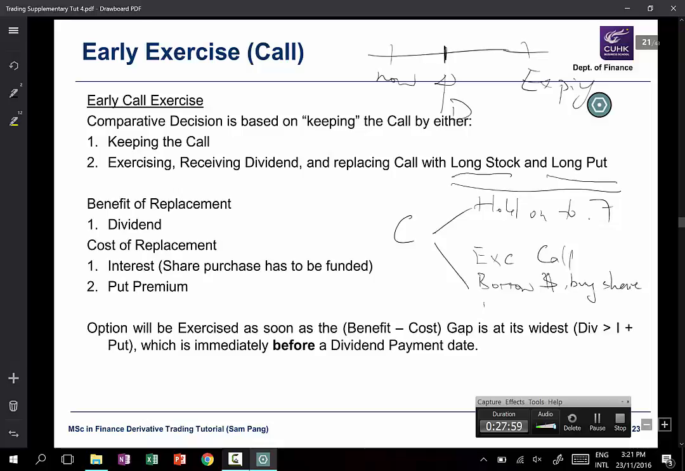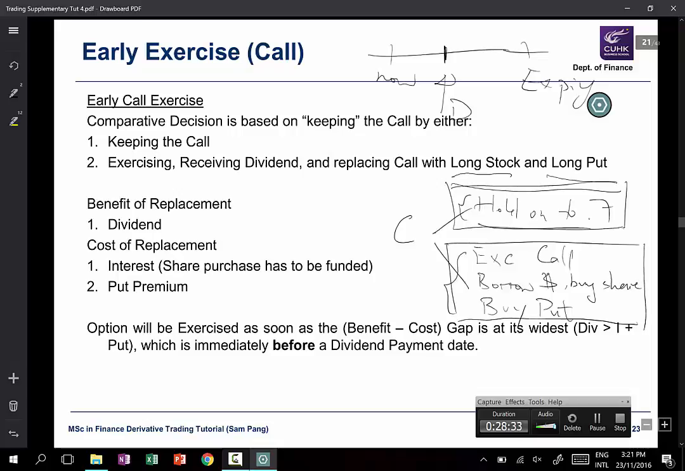And then you buy a put. Now, when you do that, these two are kind of, I wouldn't say equivalent. In terms of the financial outcome, they may not be exactly the same, and that's the whole point. So either you hold on to it, or you exercise the call. So you borrow money, which means you have to pay interest, and then you buy the put. That will also cost you.